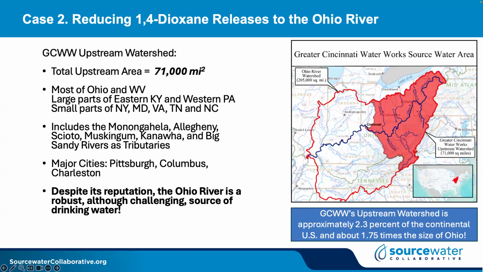in a red line, and then the red shaded area is the watershed. That is a fairly large area. As you can see, it's about 71,000 square miles. It includes portions of Ohio, most of West Virginia, portions of Eastern Kentucky and Western Pennsylvania, as well as a couple of fairly large urban areas like Pittsburgh, Columbus, and Charleston, West Virginia. Despite its reputation, we believe the Ohio River is a very robust source water, but it's not without its challenges. So if we can have the next slide.